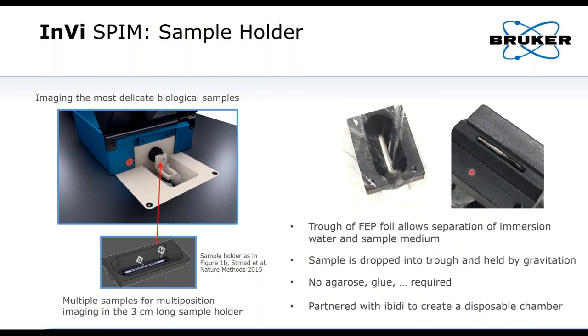So you don't need any agar rolls, no glue or something like that to mount your sample. The sample is just dropped into the trough and then held by gravitation inside the sample chamber. Then you close the lid and you have an incubator for imaging of a couple of hours. We also partnered with EBD to create a disposable chamber. I will talk about this in a minute.